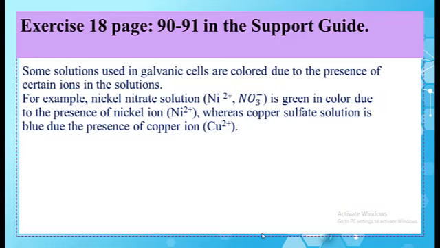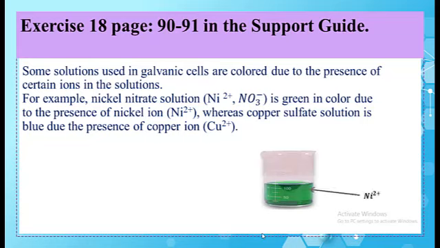Some solutions used in galvanic cells are colored due to the presence of certain ions in the solutions. For example, nickel nitrate solution is green in color due to the presence of nickel ion Ni2+, whereas copper sulfate solution is blue due to the presence of copper ions.